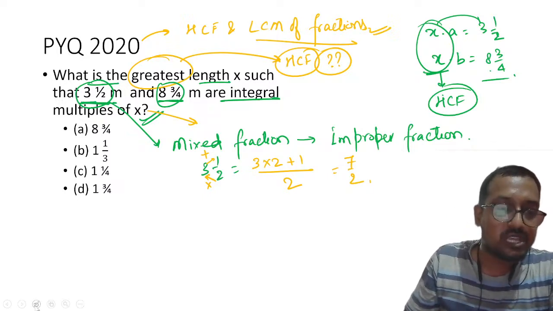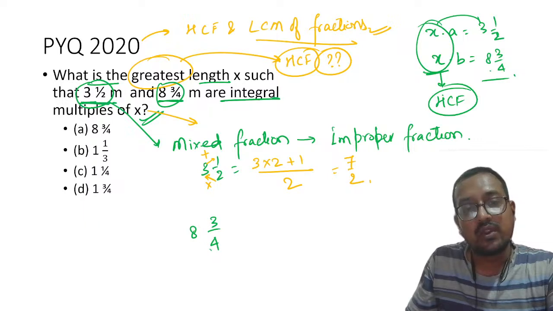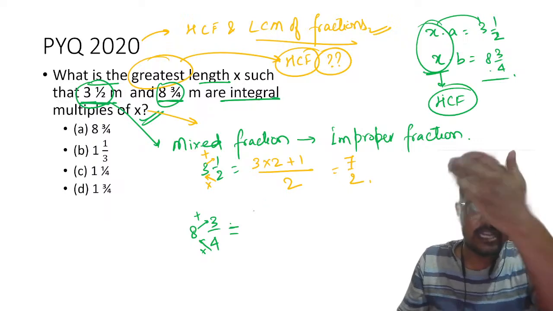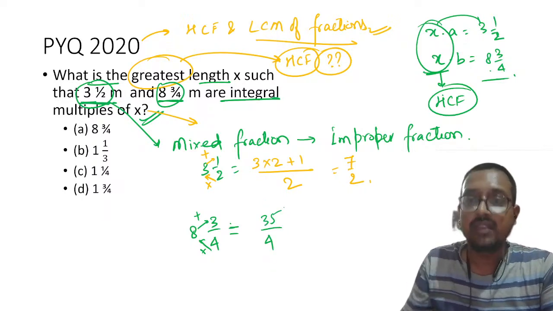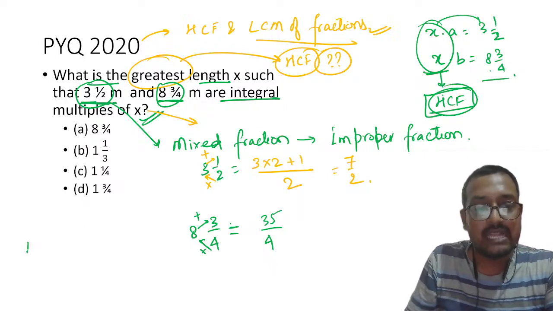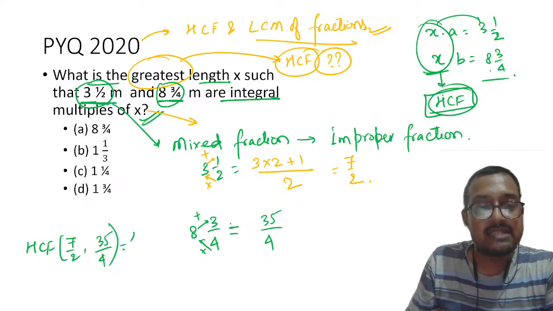Now next, same to same, please try it out. 8 whole 3 by 4. First multiply and then add. So this will be equal to 4 eights are 32 plus 3, 35 by 4. Now my dear students, you have to find out the HCF of fractions. So HCF of 7 by 2 and 35 by 4. Understood? What will be the answer?